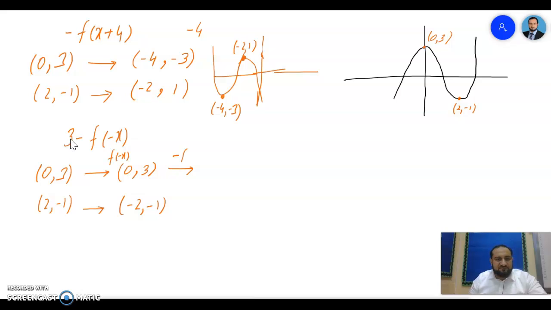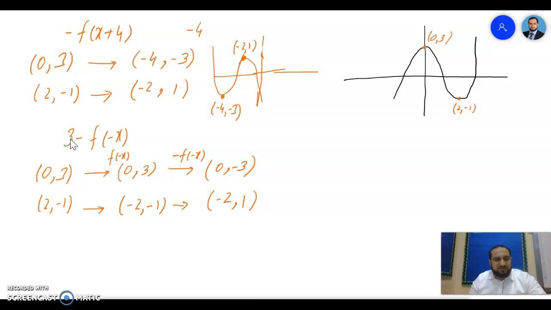Now if we have minus f of minus x, what points will we get? Right now we are at 0, 3. Outside there is a minus sign. This minus sign is telling us the y coordinate has to be multiplied with the minus value. So this will be 0, minus 3, and this will become minus 2 and 1.